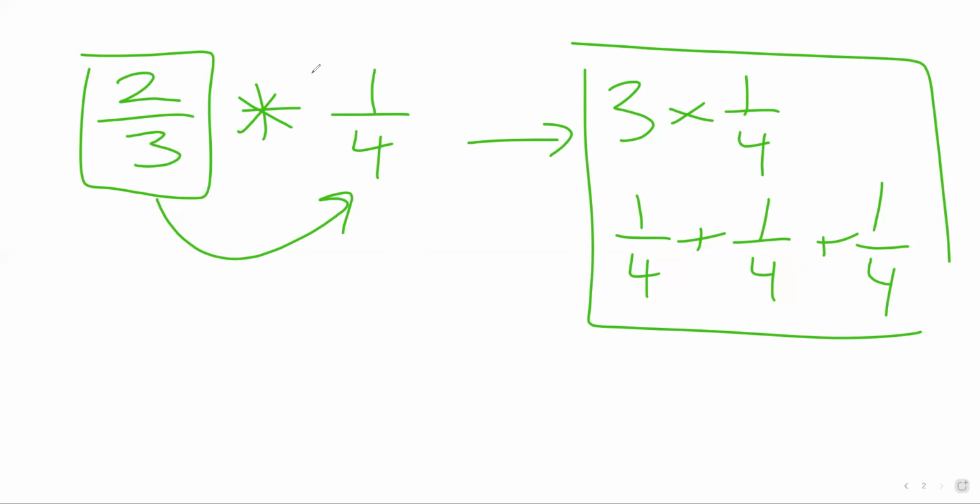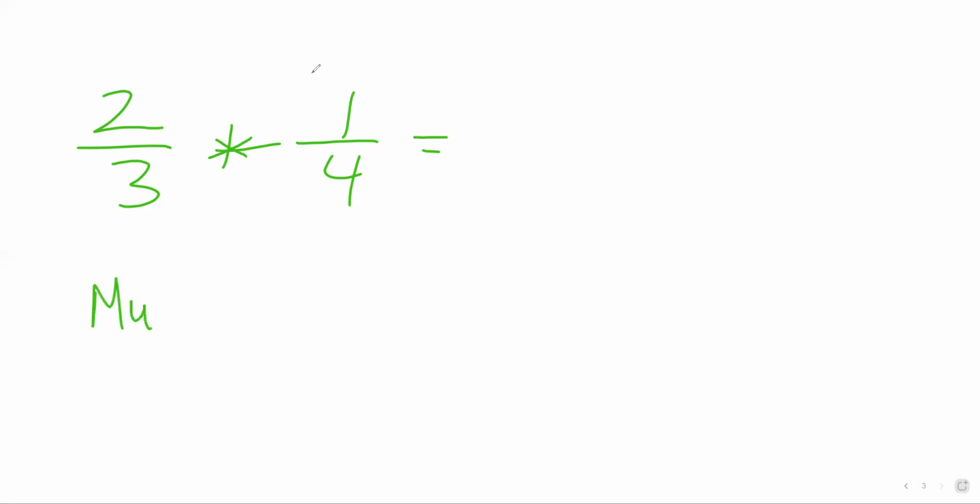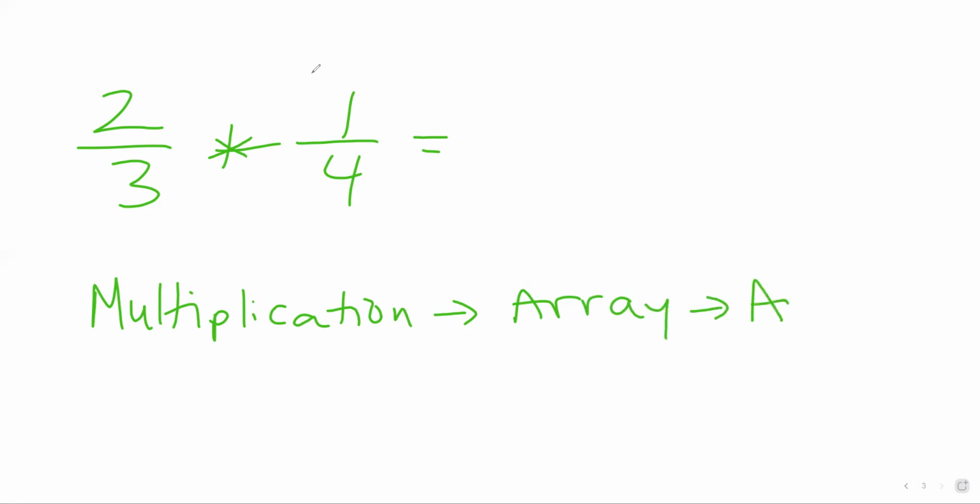So I remove pages because I already made a mess on this one. So 2/3 times 1/4. Well, again, if we thought about the concept of multiplication, I always like to think about that idea that multiplication is really shown through the concept of an array. And arrays are like areas. So in this case, we can always model our area.